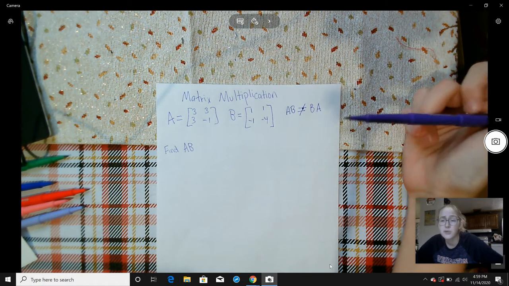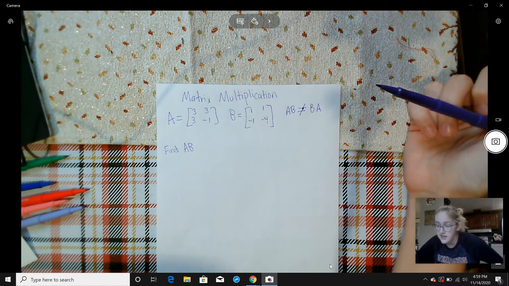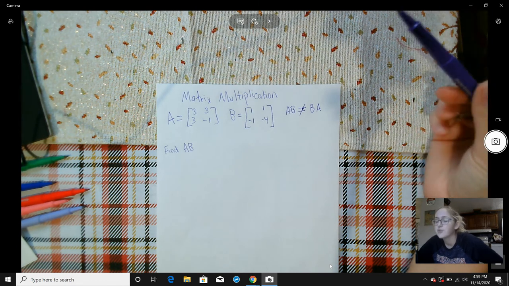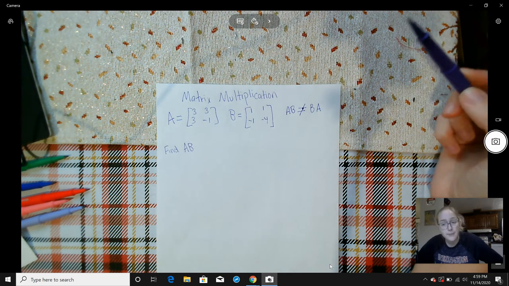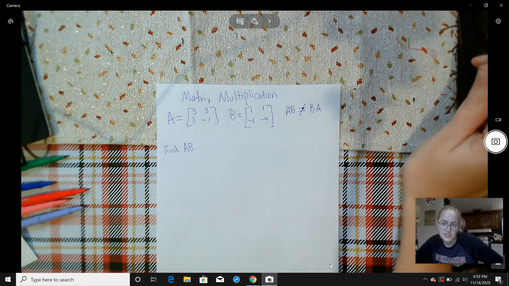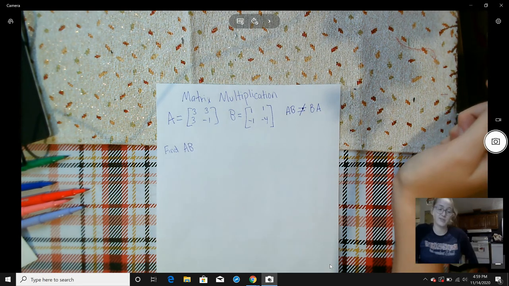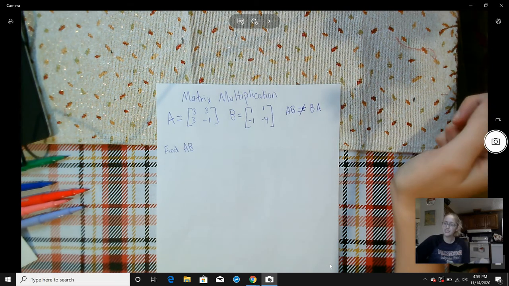Matrix multiplication is really heavily tested on the ACT, so make sure that you master this skill. For the purposes of our unit, I'm going to teach you the long way. Once we finish the unit, I'll show you a little bit of an ACT trick for when you're doing matrix multiplication. Someone remind me if I forget to show you.